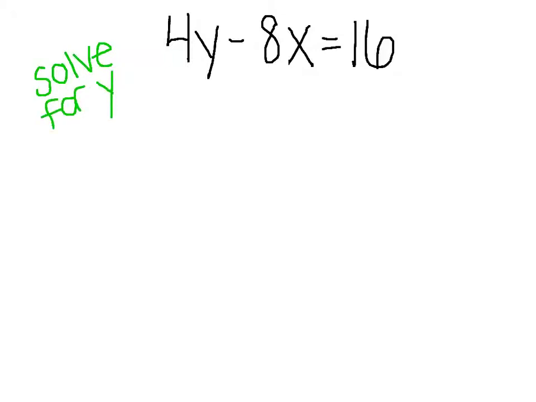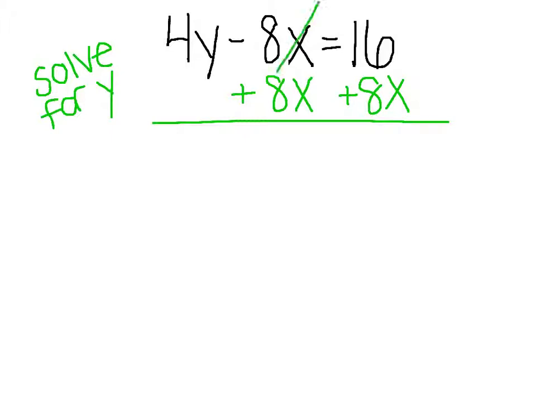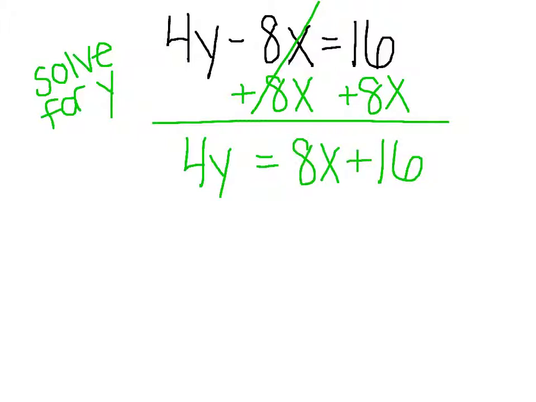So the first thing I'm going to do is the opposite of PEMDAS. I'm going to do PEMDAS backwards. And I'm going to add 8x because I want to bring it to the other side. What I do on one side, I need to do on the other. This will cancel out, and I'm left with 4y equals 8x plus 16. I can't combine these because they're not like terms.